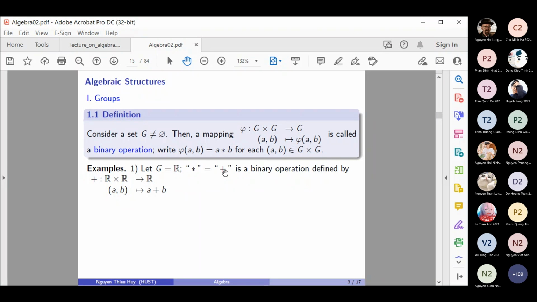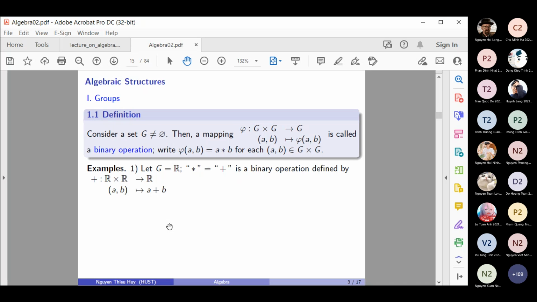For example, I will take G to be the set of real numbers R, and I take star as addition. We learned a long time ago that addition is simply an assignment. Every couple of real numbers is assigned a new number denoted by A plus B. For example, (1, 2) is assigned to 3. 1 plus 2 is 3, yeah? Or (2, 3) is assigned to 5, for example. This assignment is unique. Whenever A, B are given, then A plus B is well defined. This is defined uniquely. Therefore, we obtain a well-defined assignment.